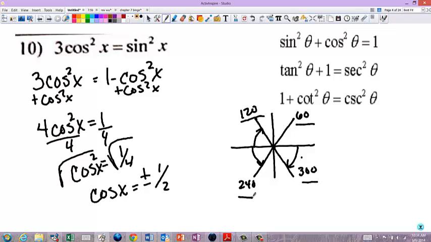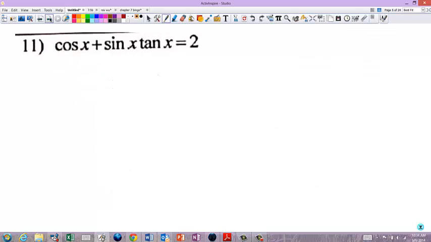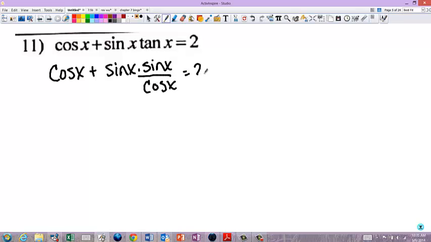So there's my 4 answers. Some of these are going to go fast and some of them are going to go slow. The cosine of x plus sine tan. I worked it out a second ago to make sure I had it. You have to use the fact that tan is sine over cosine and replace. You got to get fancy on this one. Sine over cosine. You have to get a common denominator. So the common denominator would be cosine.